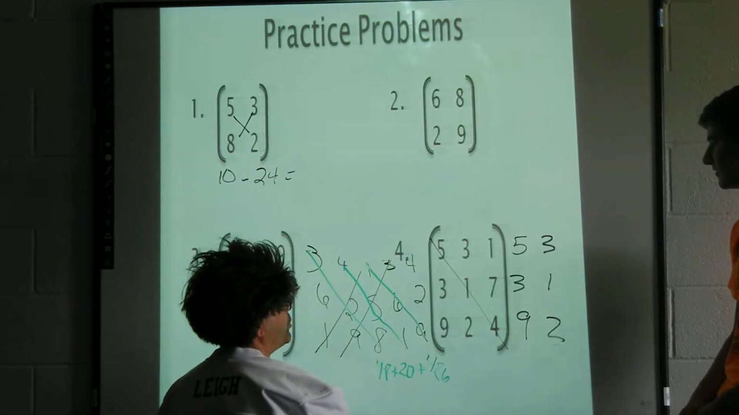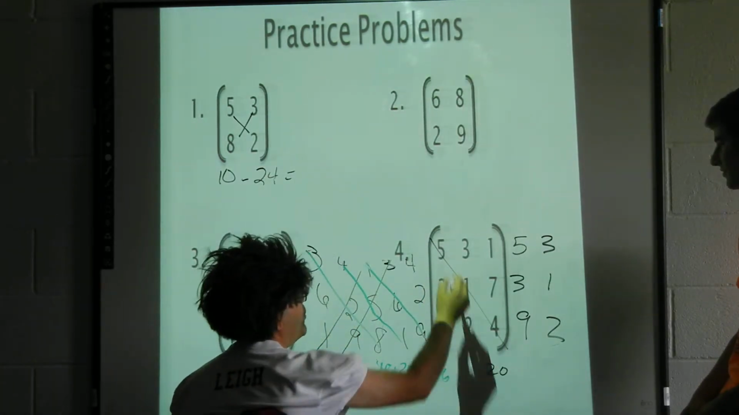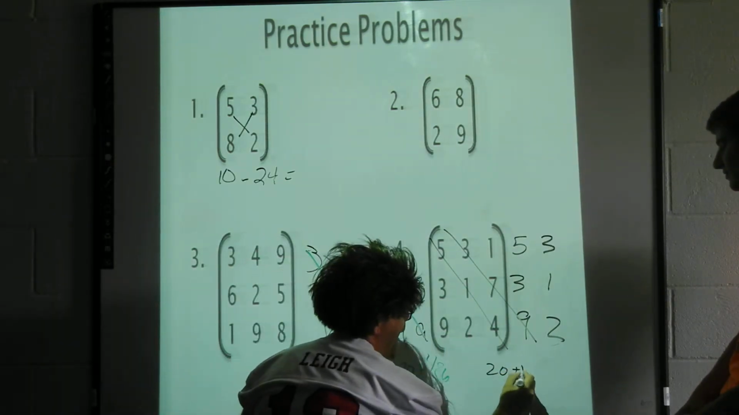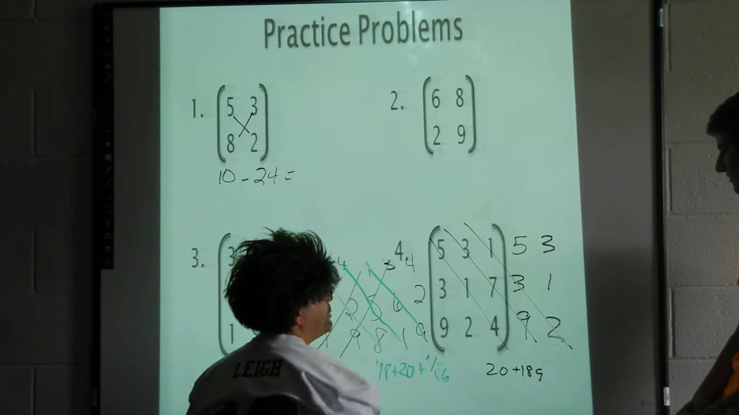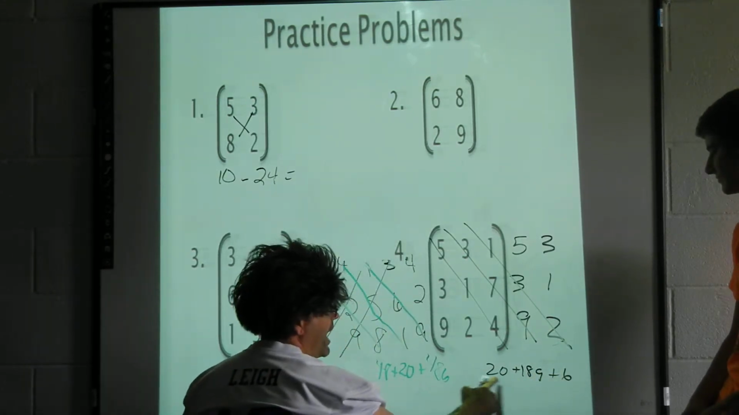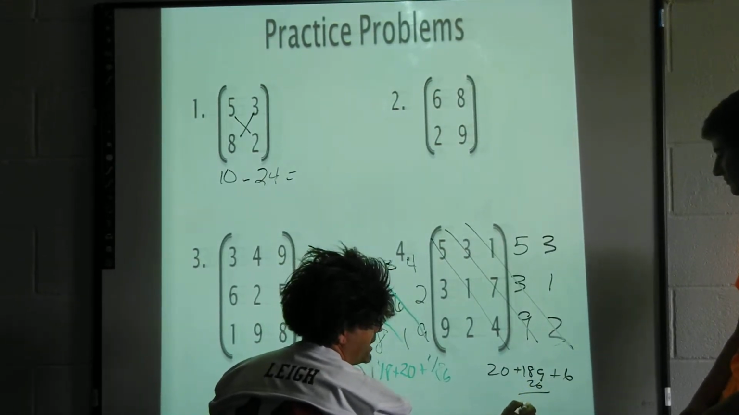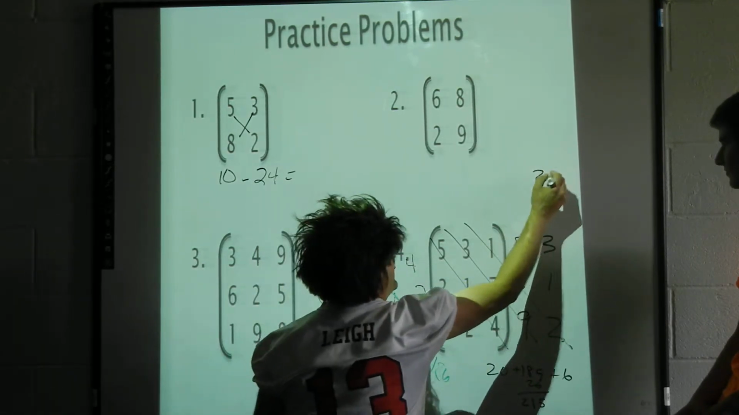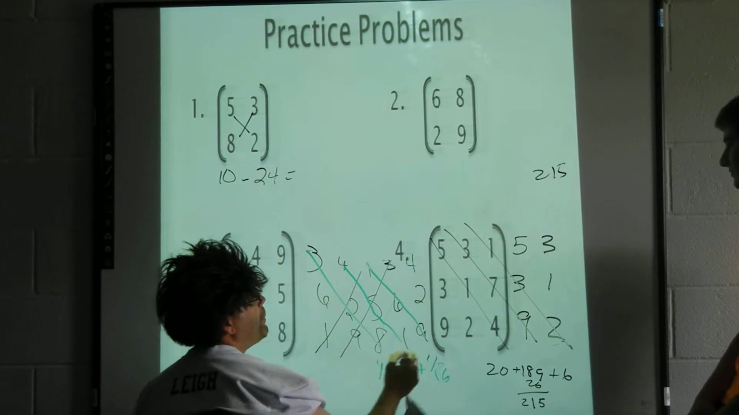Alright, we've got 5 times 1 times 4. That's 20. We've got 21 times 9. Well, that's going to be 189. We've got 1 times 3 times 2. Well, that's 6. Going to add these together. You're going to get 215. All right, now we're going to multiply up.